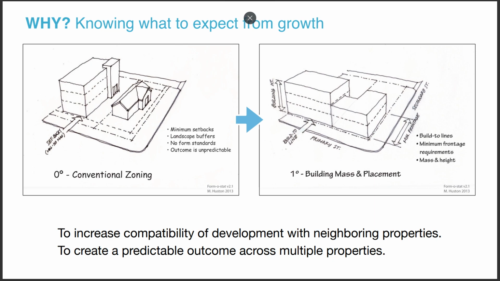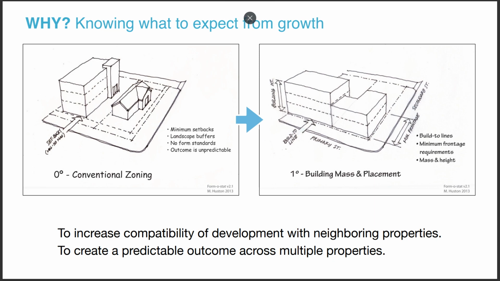So on the left in this diagram, conventional codes rely on buffers and setting buildings back from the streets and from neighboring properties. And they do this to address potential conflicts with neighboring properties. But they do that because they don't know what any of those are going to be. They don't have a goal.